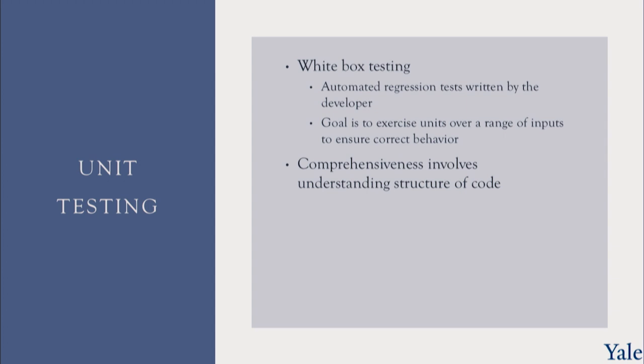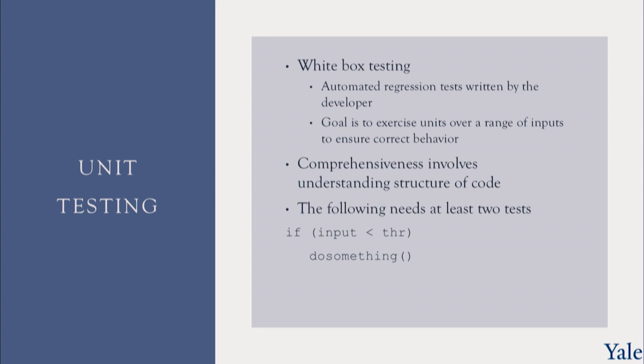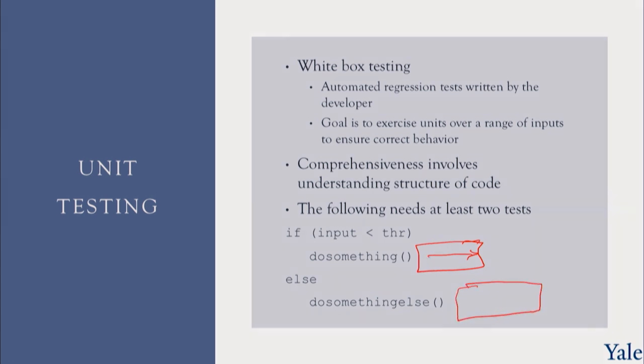The comprehensiveness of whitebox testing involves understanding the structure of the code. Now, we need to look inside the code. How many tests does any given thing need? Let me give you an example. The following needs at least 2 tests: if input is less than threshold, do something; otherwise, do something else. So here we need 2 tests, one where the input is less than threshold, so we can exercise the function do something, and then another test where the input is greater than or equal to threshold, so we can exercise do something else. If we only have one input and exercise only one of those 2 functions, we have an untested piece of code that may manifest a bug at the worst possible time.